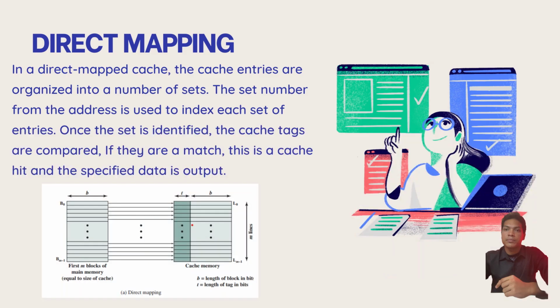So next, direct mapping. What is direct mapping? In a direct map cache, the cache entries are organized into a number of sets. The set number from the address is used to index each set of entries. Once the set is identified, the cache tags are compared. If they are a match, this is a cache hit and the specified data is output.